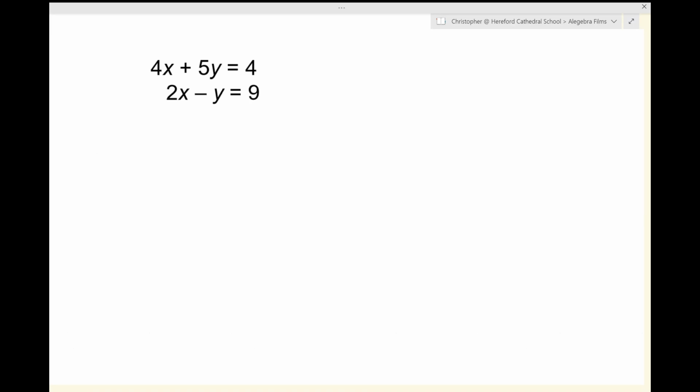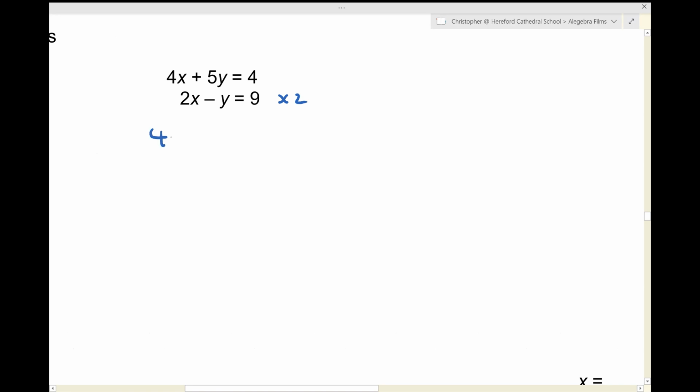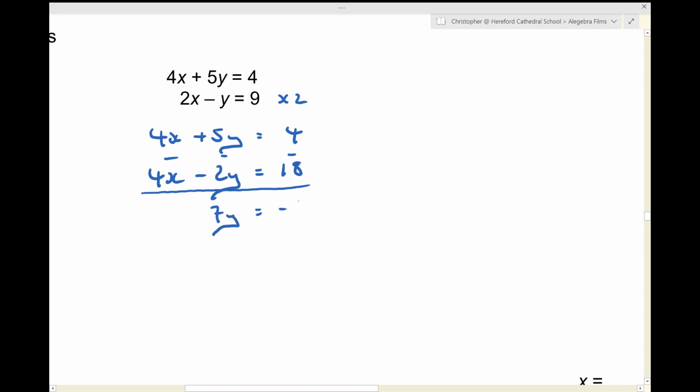Question 6, get the x's equal, then subtract. I'm going to multiply the second equation by 2 and keep the first one as it is. There's the first equation, because then I'll have 4x's in both equations. Right, minus, minus, minus. 5y minus minus 2y is 5y plus 2y. y is minus 2. Substitute that value of y into that first equation.